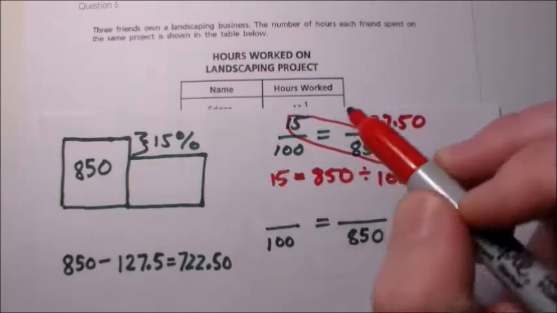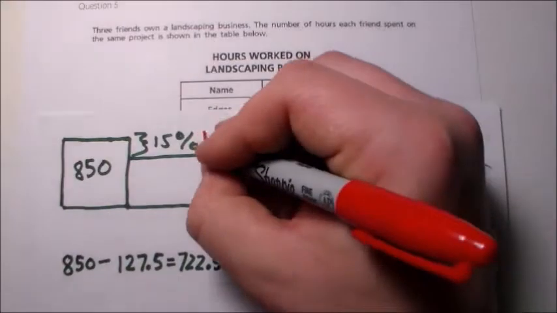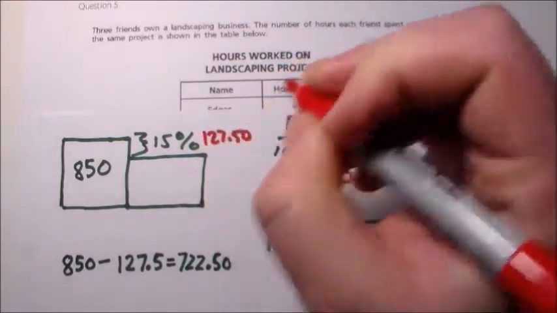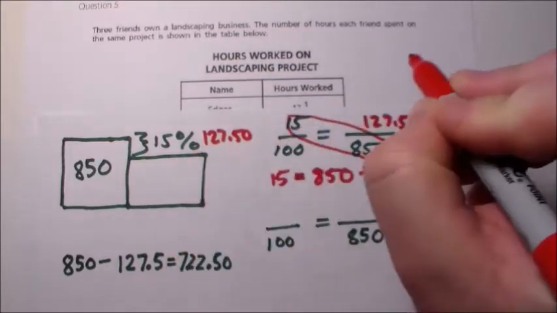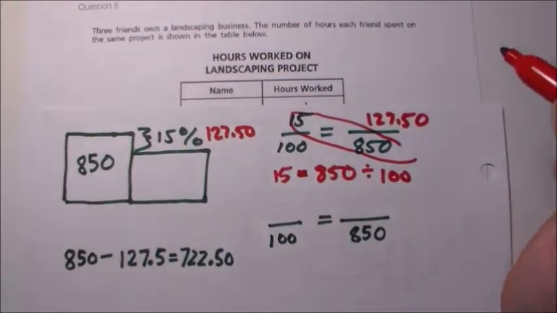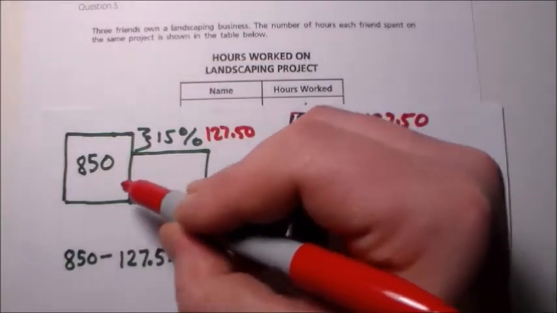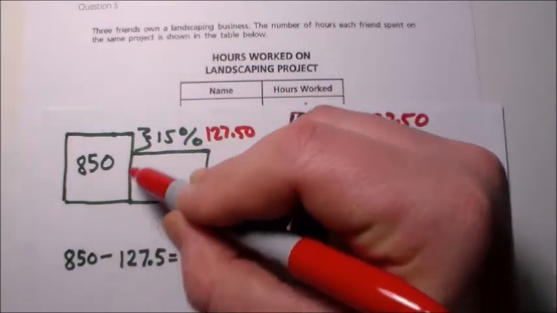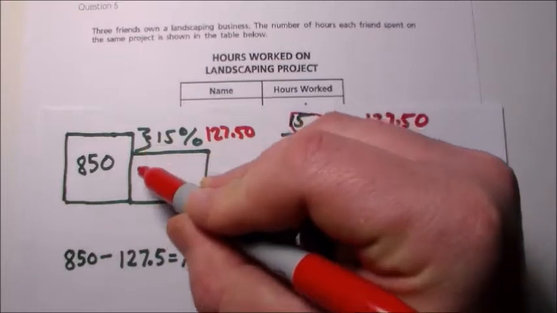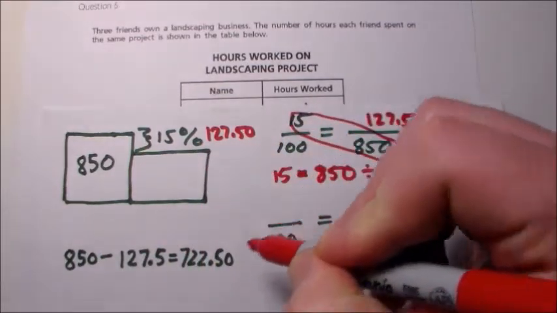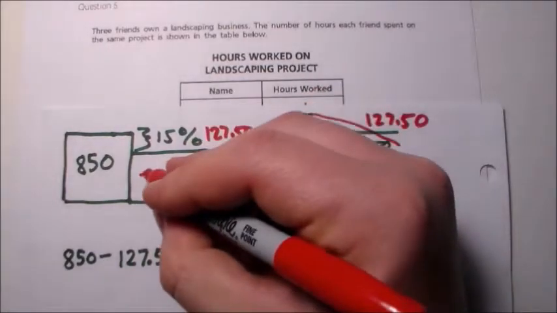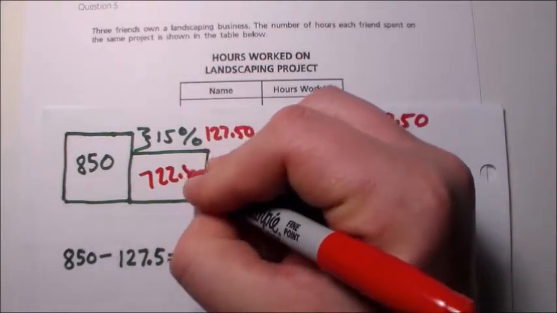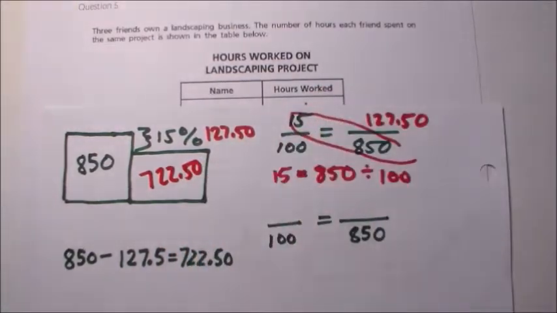Does that mean they divide up $127.50? No. That means that $127.50 is the 15% that goes to the joint savings account for future projects. To get this amount, you have to take $850 minus that $127.50, and what are you going to get? Just plug in your calculator. $722.50. That's the amount they're going to divide up.